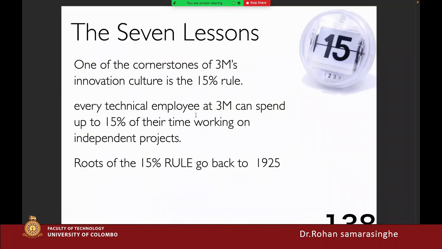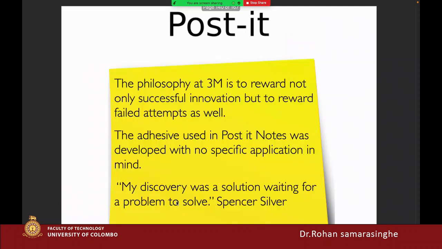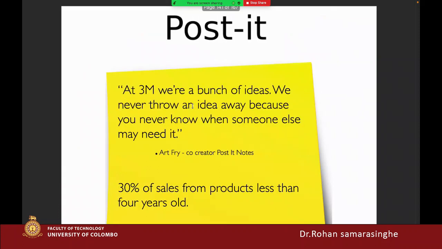One of the things that explains 3M's innovation culture is the 15% rule, where every technical employee at 3M can spend up to 15% of their time working on independent projects. That is how to develop an innovative culture in the company. And here you can find different sizes of these 3M Post-its that we use in our day-to-day life.